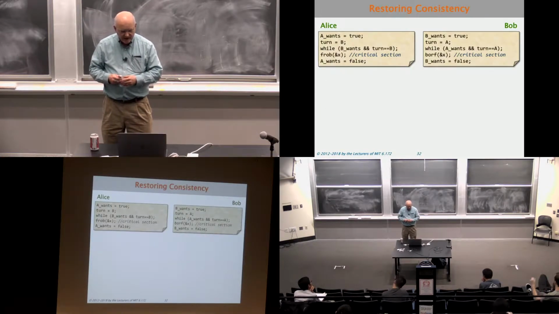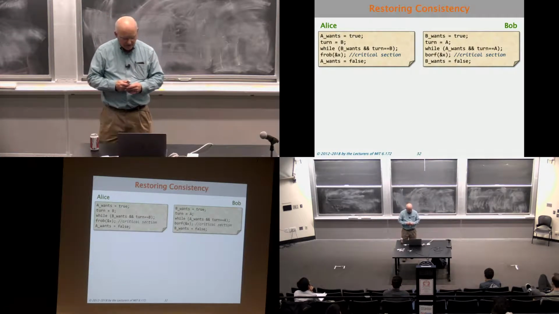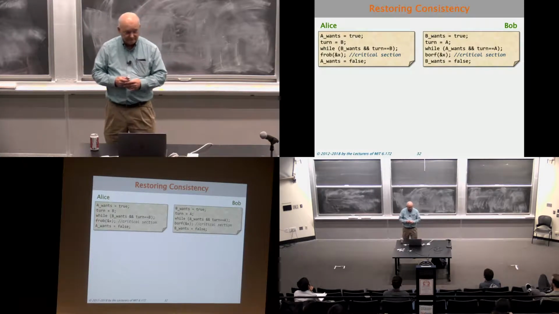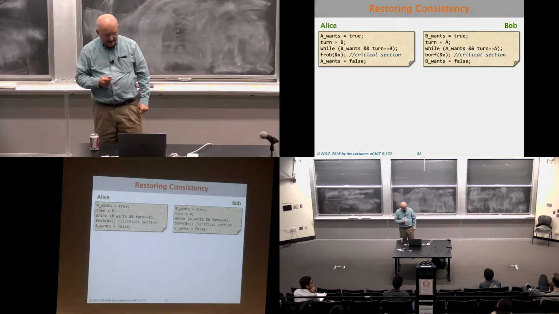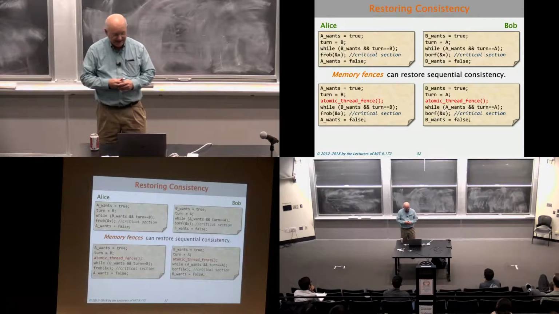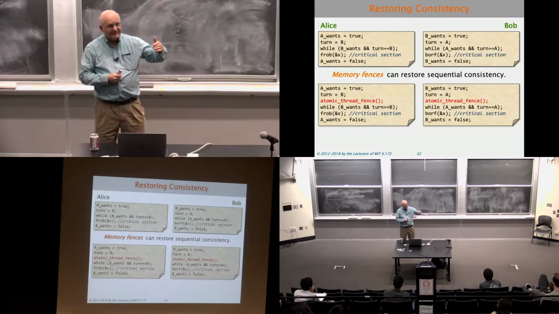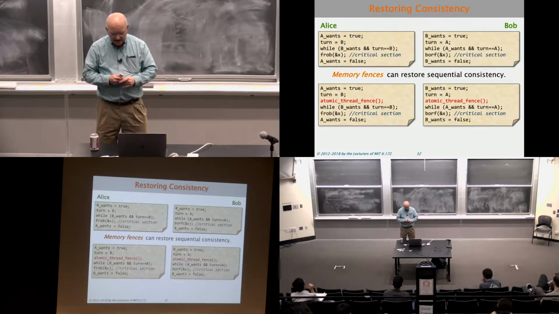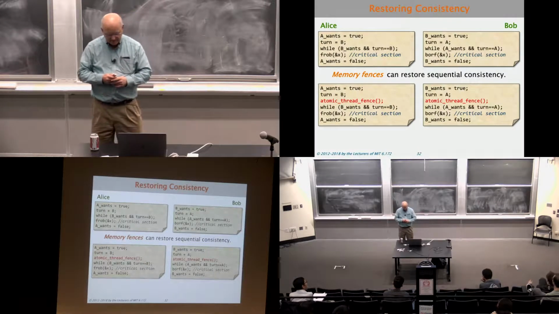Okay, so if we have this code and we want to restore consistency, where might we put a memory fence? After setting turn, you mean like that? Yeah. Okay, so that you can't end up loading it before it's stored to. And that kind of works, sort of.